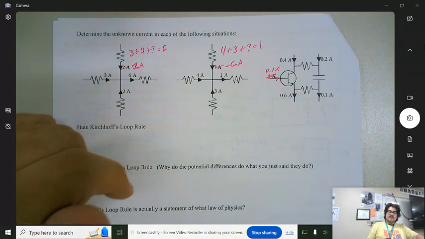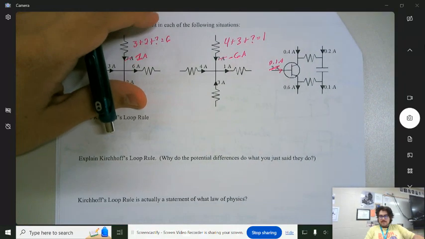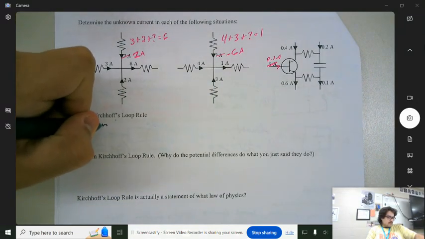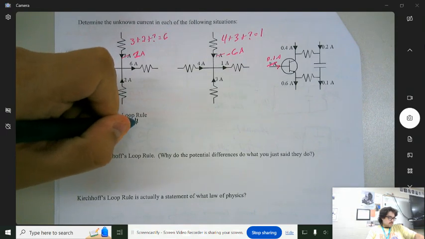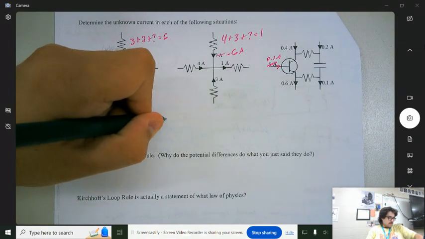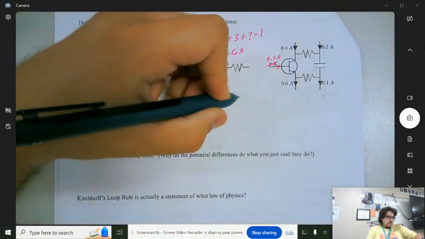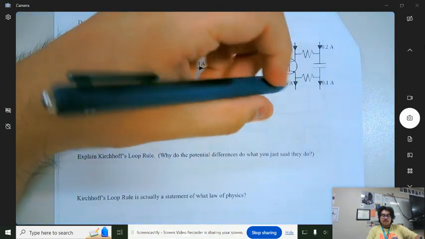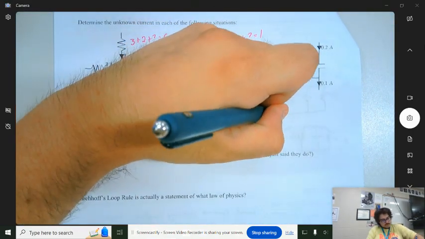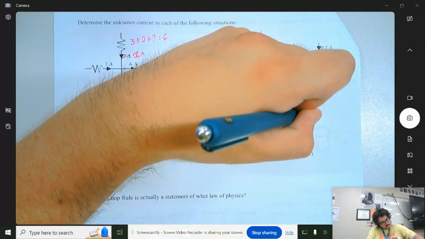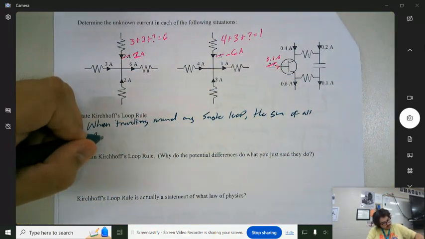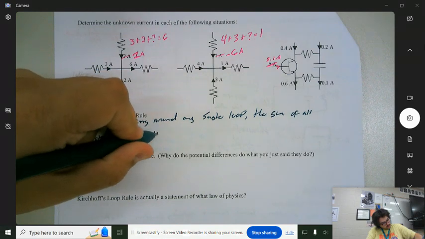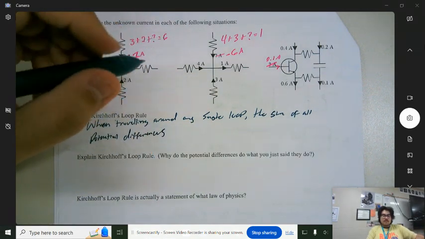Now we're going to talk about the loop rule. The loop rule basically states that when you travel around any single loop, the sum of all potential differences should be 0.